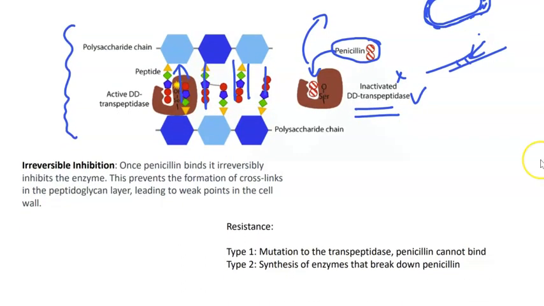Penicillin resistance often comes about either through a mutation to the enzymes so that the penicillin doesn't actually bind into the active site anymore, or it could be that the bacterial cell produces enzymes which break down penicillin. So different modes of penicillin resistance.